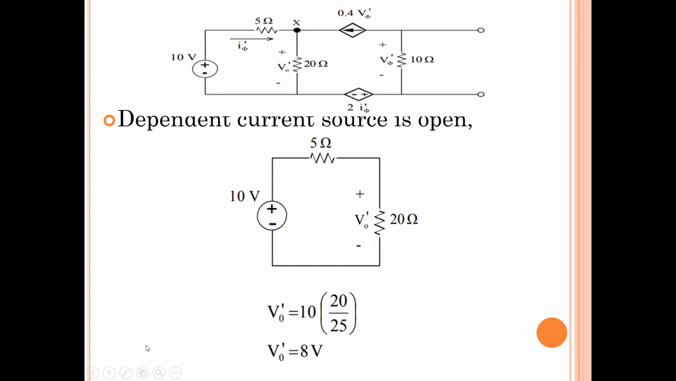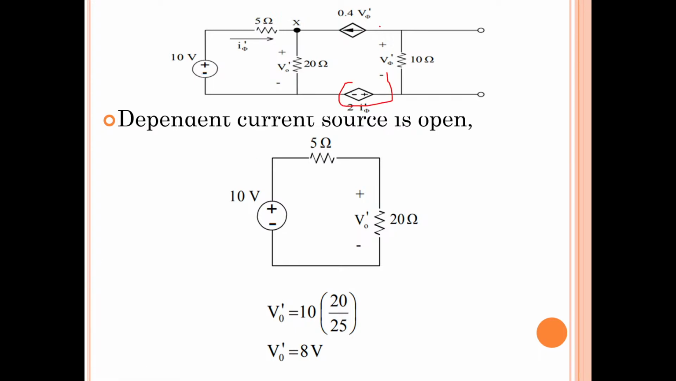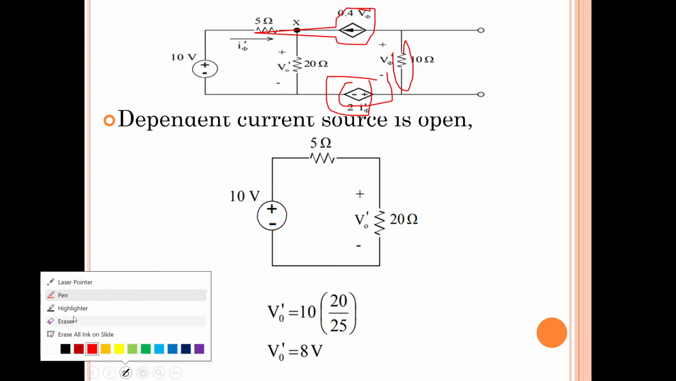Okay, dependent voltage source. If no current is flowing through this dependent voltage source, no current flows. This is open. Open means no current will flow through this resistor or through this dependent voltage source. So even though they are existing, it means that they are not existing.